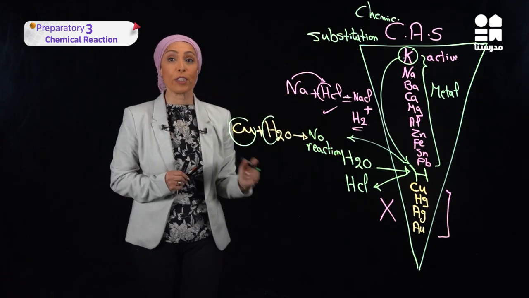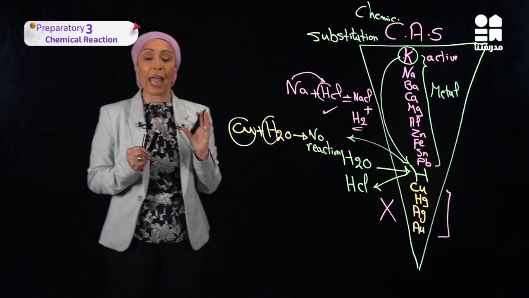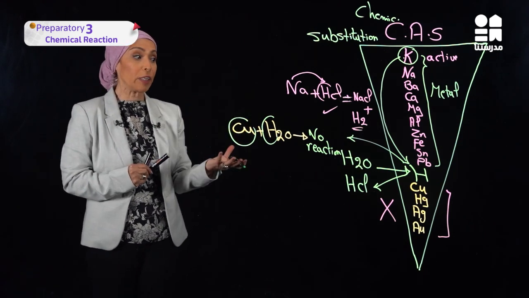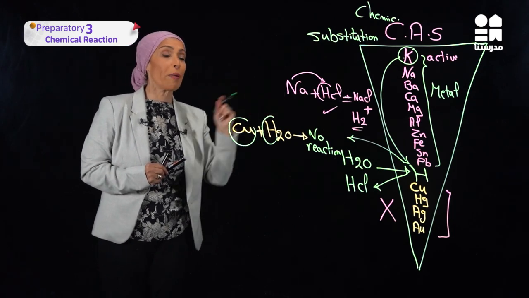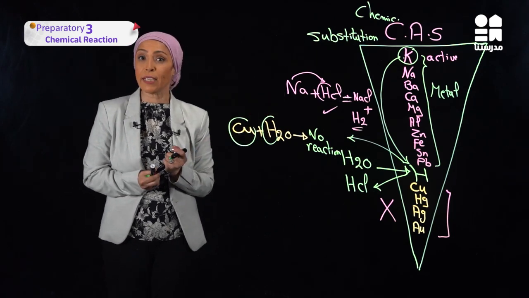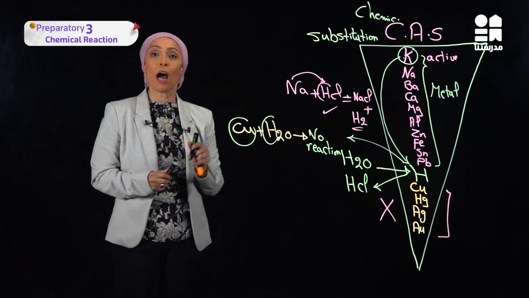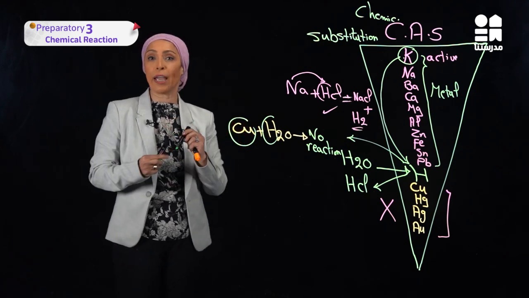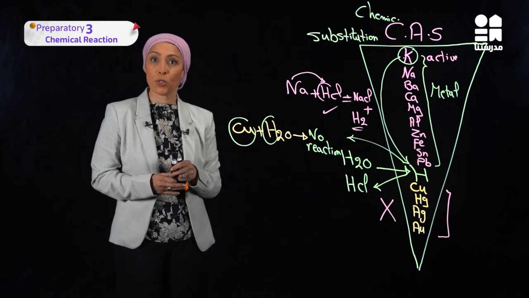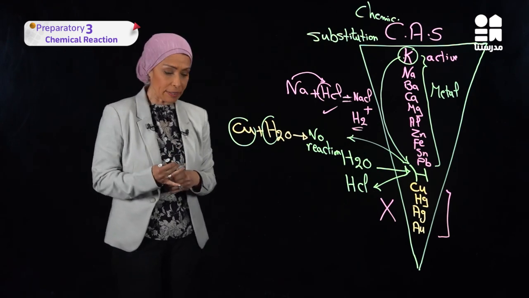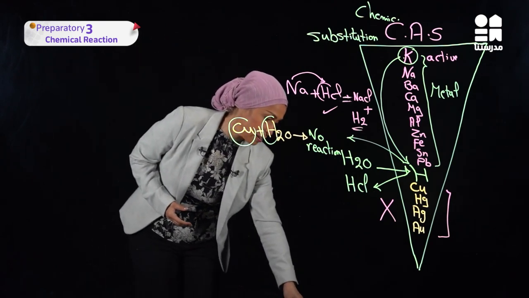You have to know this very well, and you have to study it very well, because if you have any equation, you have to return back to this diagram, which is the CAS or chemical activity series. According to that, you can solve any type of question in the chemical substitution reaction. Let's complete and see what is next.